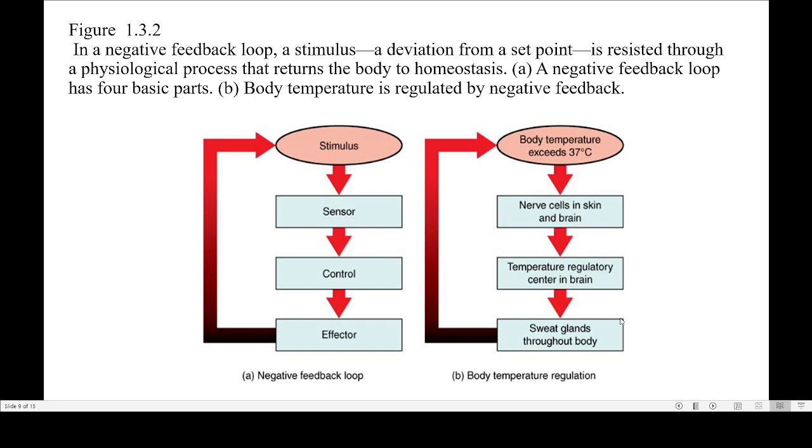The response to the increased body temperature regulates it, and it comes back to the normal body temperature. So that is known as a reverse in the response. Here the temperature increased and here the temperature is reduced, and that's why it is known as negative. So the best example is body temperature regulation.